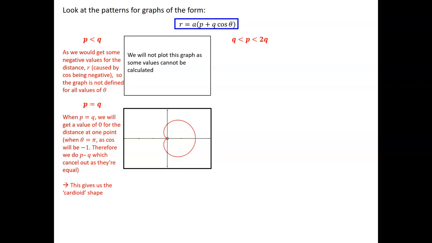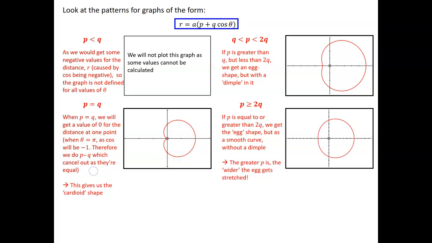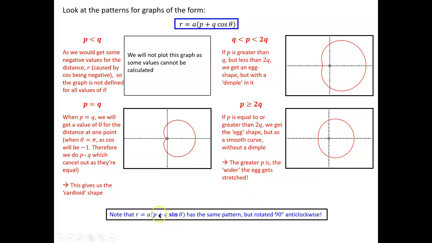When P is between Q and 2Q, we get this dimpled shape. Looks a bit like a bean. When P is greater than 2Q, we get this egg shape. And the bigger P is, the wider the egg gets. And if we did this with sine instead, we'd get the same idea, just everything rotated 90 degrees anti-clockwise.